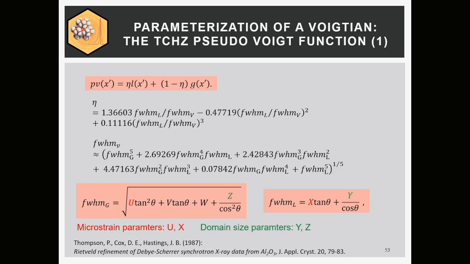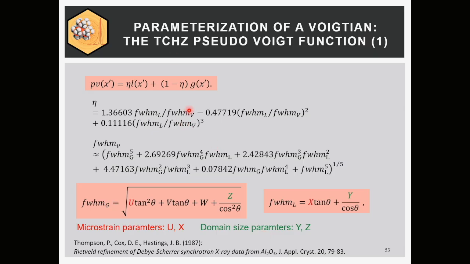All right, and this is how the parameterization of the Voigt function we are using, of the Thomson-Cox-Hastings, is working. And you can already see that the full width at half maximum has been approximated by a polynomial of 5th degree. So this is all they did.